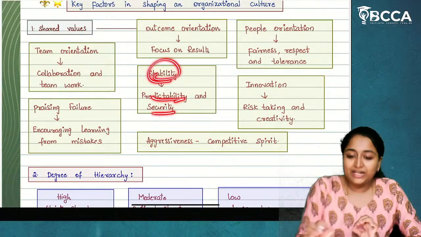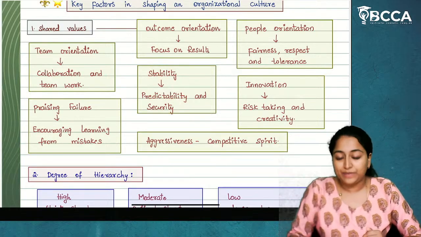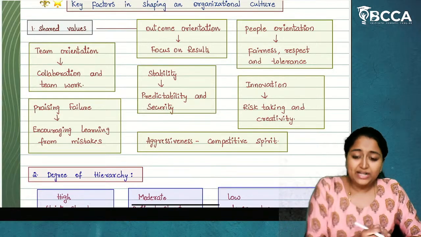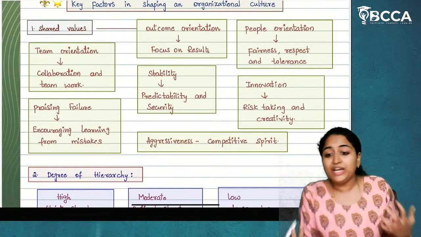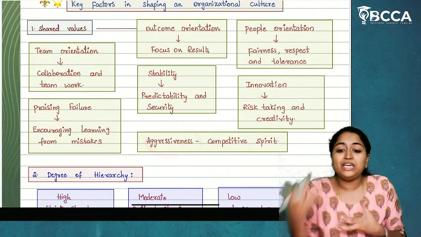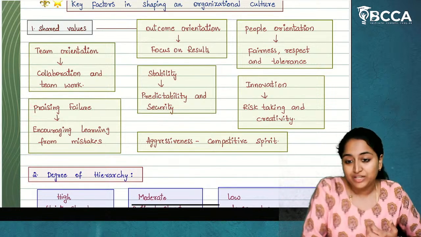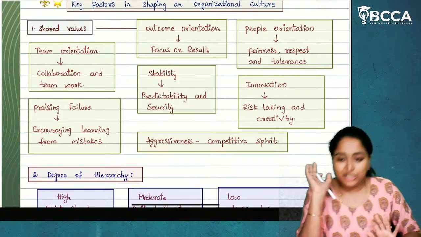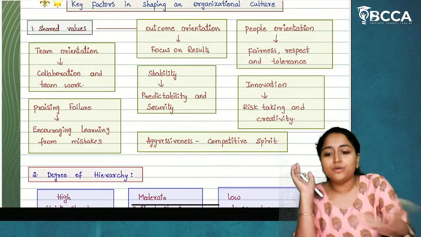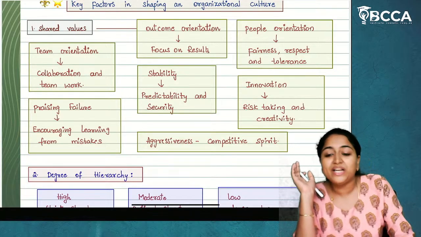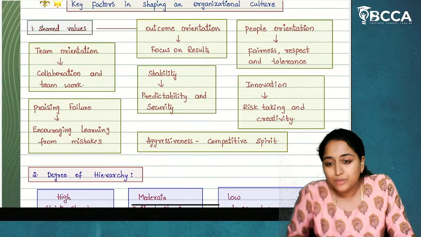Stability, predictability and security. If there is any fraud or any error happening, you try to rectify it beforehand. Innovation, always being creative in your work. Aggressiveness, being in a competitive spirit. Praising failure: even if the employees fail, we try to manage that. Okay, if you have failed, you have understood that. From next time onwards, we'll try to correct it. We are trying to encourage failure. So based on these shared values, the culture of the organization will depend.